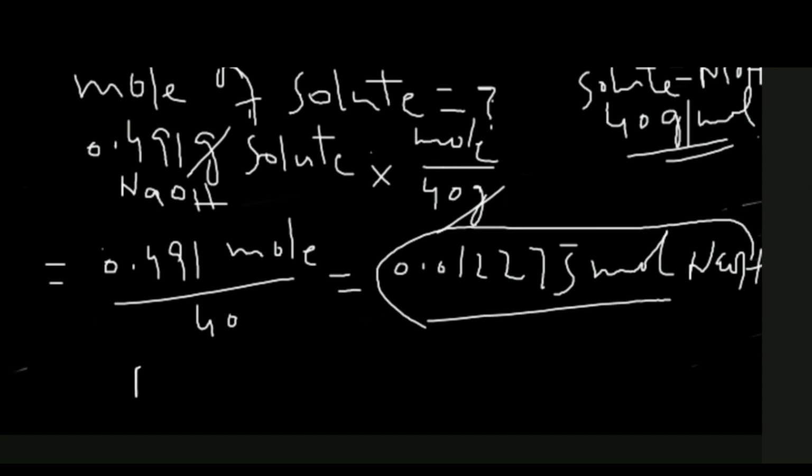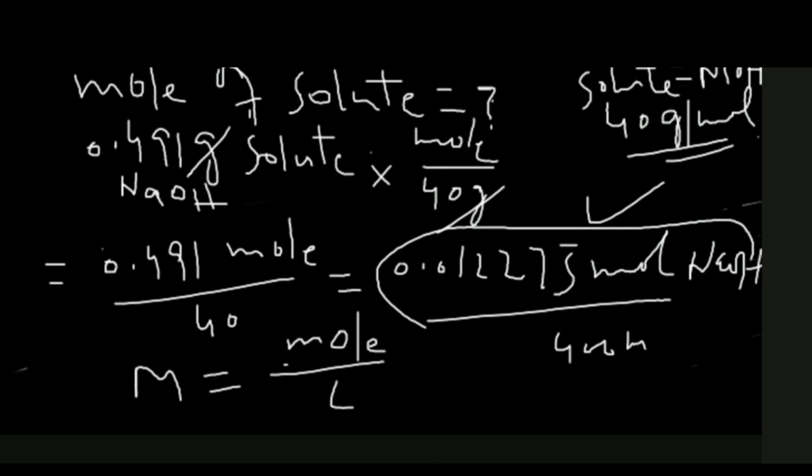Now we will determine the molarity. Molarity is the number of moles per liter. We have the moles of NaOH, but the volume is 400 ml. To convert 400 ml to liters, we divide by 1000, so we get 0.4 liter of this solution.